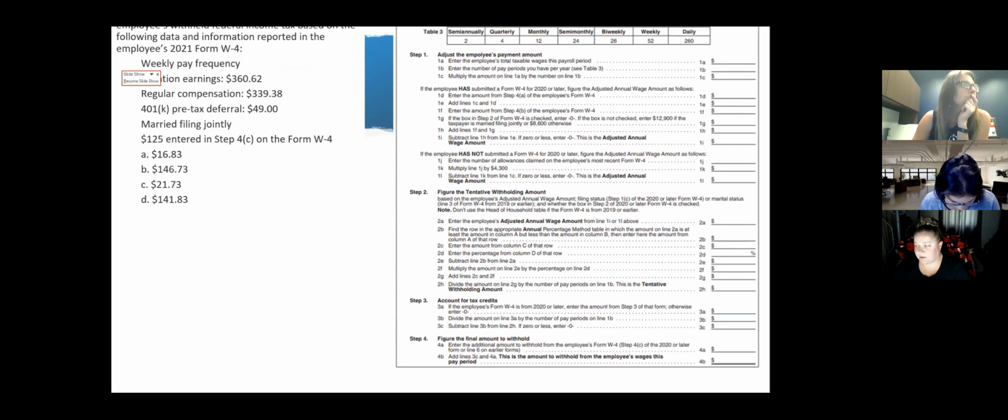Says using Publication 15-T Worksheet 1, calculate the employee's withheld federal income tax based on the following data and information reported in the employee's 2021 Form W-4. So this person's being paid weekly. They have vacation earnings of $360.62. They have regular compensation of $339.38. They have a 401(k) pre-tax deferral of $49. They're married, filing jointly. They have $125 entered in Step 4(c) on their Form W-4.